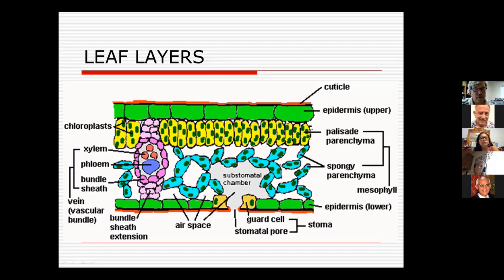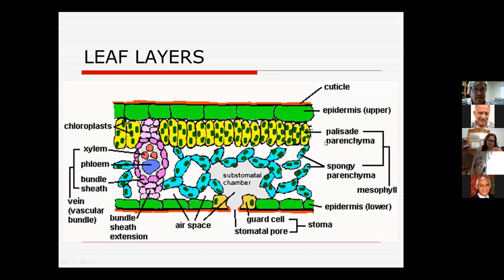Underneath the upper epidermis, you tend to find these columns of cells. This is called palisade parenchyma. And that is where most of photosynthesis is taking place. They tend to have a lot of chlorophyll within them, and they're packed together. And that's why the top of the leaf is sometimes darker green than the bottom of the leaf.